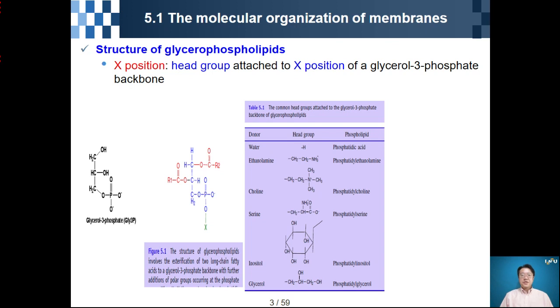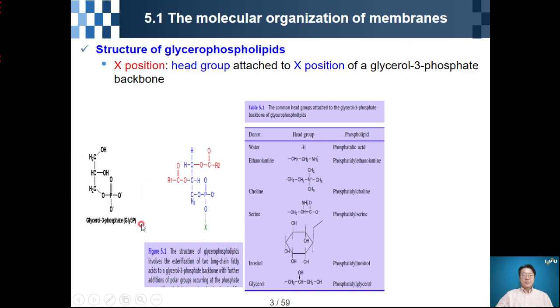The basic subunit of membrane is the glycerol phospholipids. The backbone of glycerol phospholipid is glycerol 3-phosphate, which is composed of 3 carbons. In the 2 carbons, the OH is attached to this carbon and this carbon. However, in the third location, phosphate is attached to the third carbon. So that's why we call it glycerol 3-phosphate.